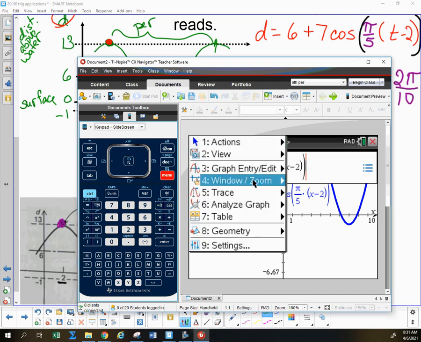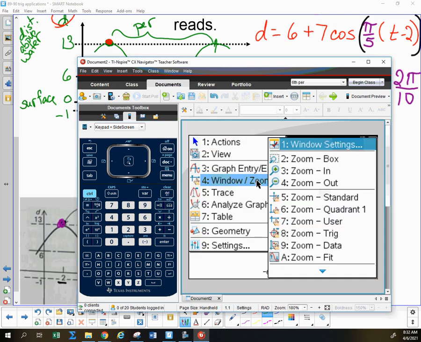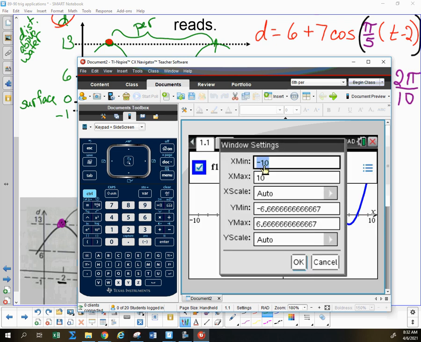So menu, window, zoom, so I can fix those settings, and we're going to pick choice number 1. I want my x's, well, the negative 10 was fine, but I'd kind of like it to go out at least to that 12, so I don't know, 20. Anything you like that's bigger than 12. My y's, that negative 6 was fine, but I need my y's to go up at least to that 13, so maybe I'll put 20 in again.